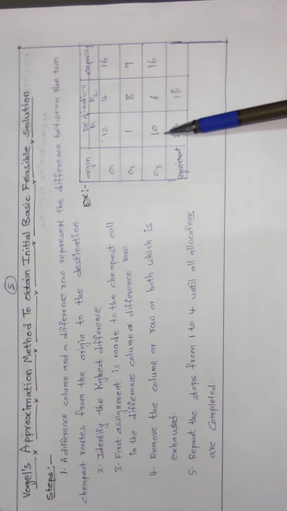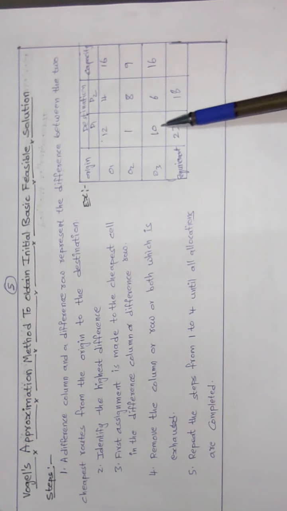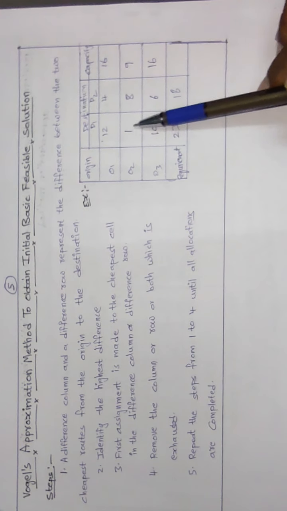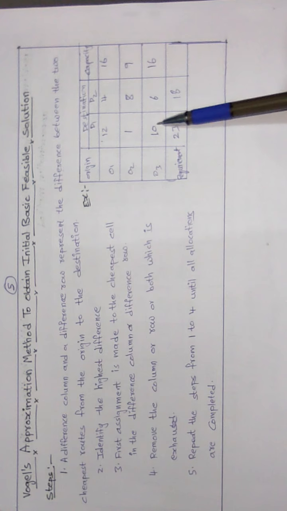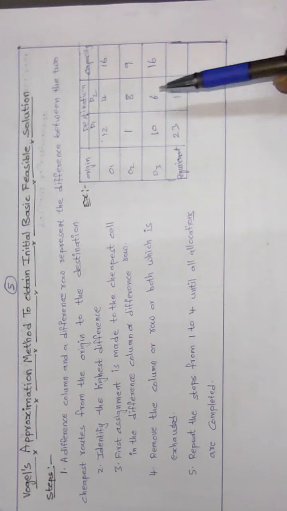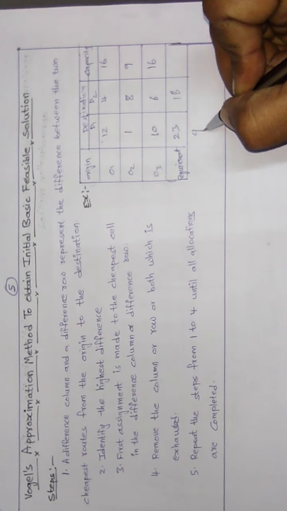Suppose we take the first column, destination D1. We have three cells. Among these three cells, what are the two cheapest cells? 1 and 10. So the difference between these two is 9, which we have to write here.